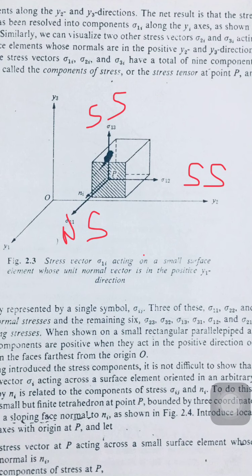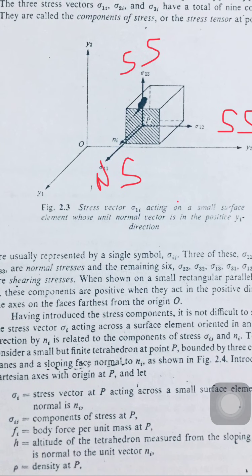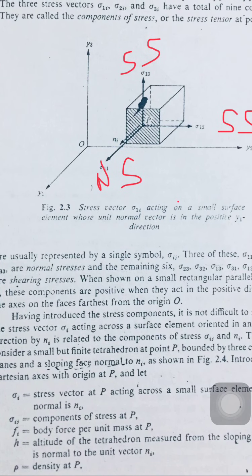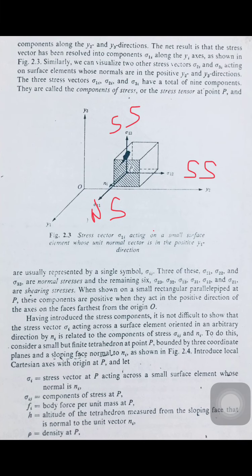If I take N1, that is the Y1 direction, N2 the Y2 direction, and N3 the Y3 direction. To do this, consider a small but finite tetrahedron at a point P bounded by these coordinate planes and its sloping face normal to Ni, as shown in the above figure. In the next figure, we introduce local Cartesian axes with origin P, and we have defined some components which are very useful to derive the formula.